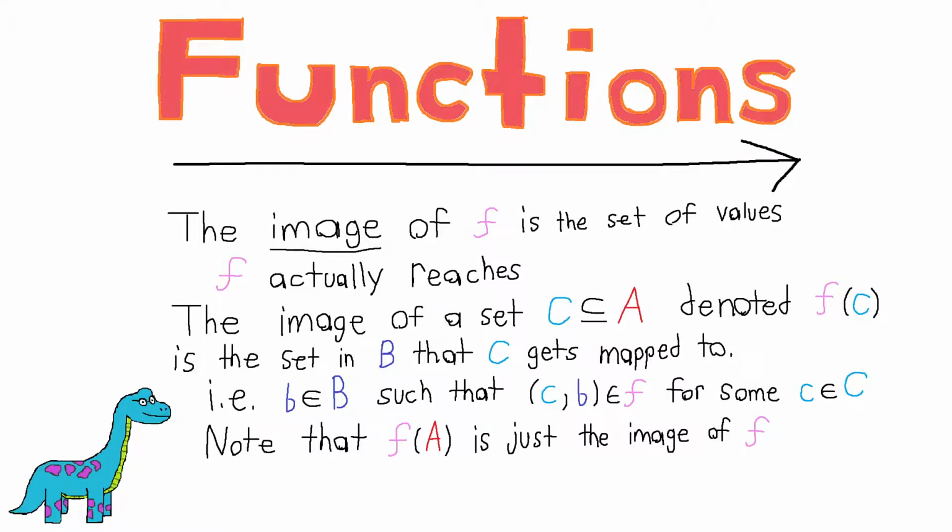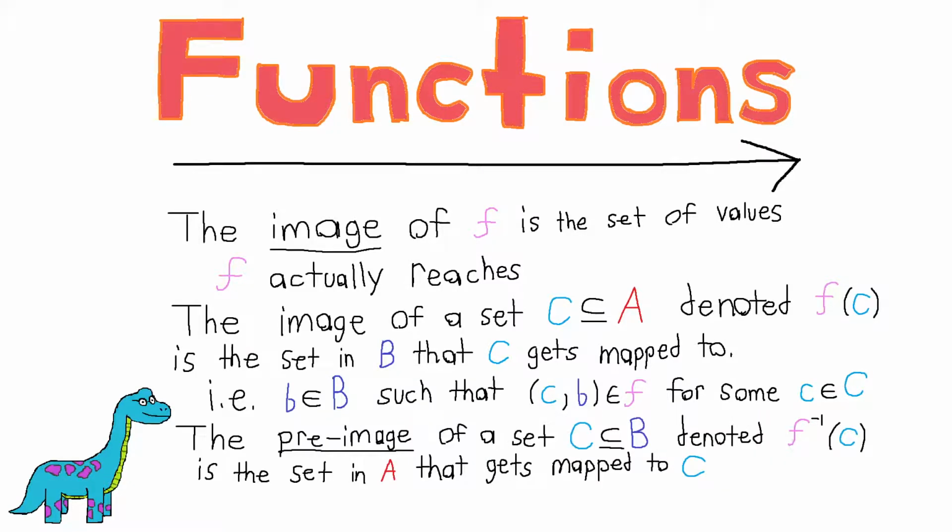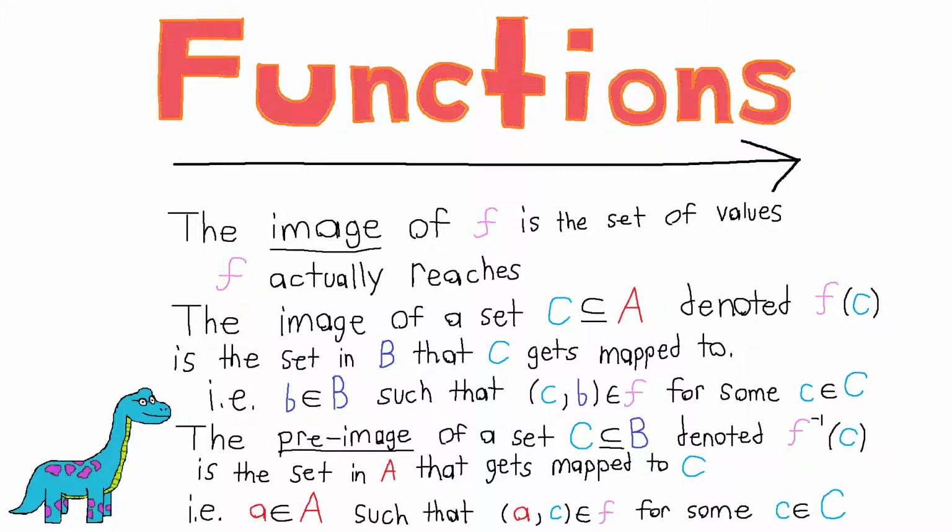We define the preimage of a subset C of the codomain B, denoted f inverse of C, to be the subset in A that gets mapped to C by f. In other words, it's the subset of a in big A such that (a, c) is a pair in F, for some c in big C.